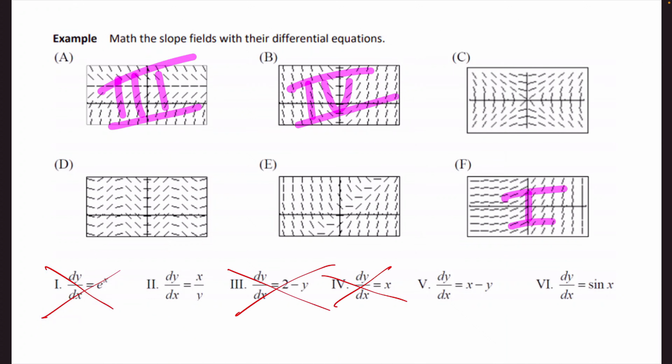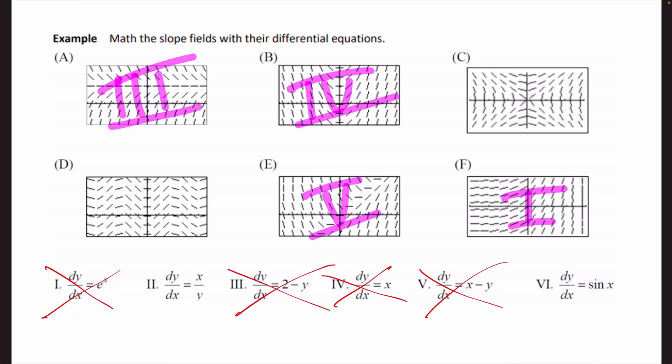Roman numeral 5. When X and Y cancel each other out, what am I going to get? 0. So when X and Y are exactly the same number, I'm going to have a 0 slope. That one matches letter E, right? Kind of looks like a step. 1, 1, 2, 2, 3, 3, 4, 4, negative 1, negative 1, negative 2, negative 2, right? Anytime they're exactly the same value, they cancel each other out. So now I'm down to 2 with 2 left.